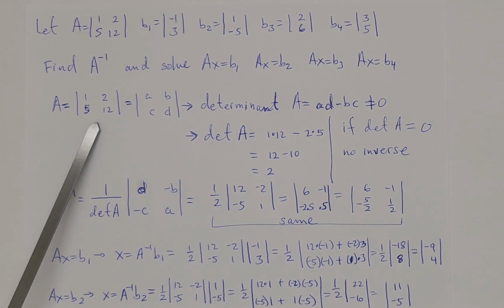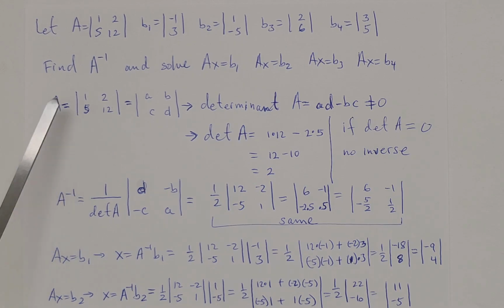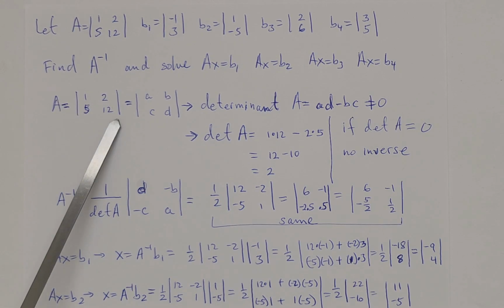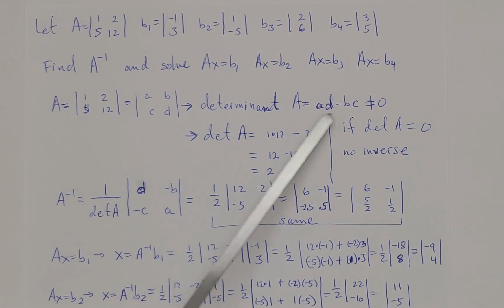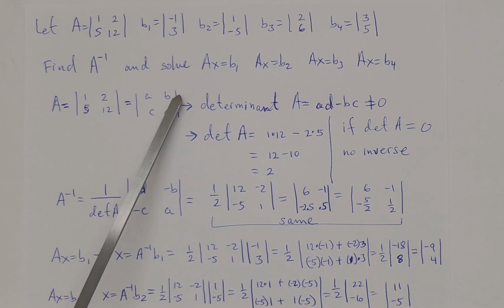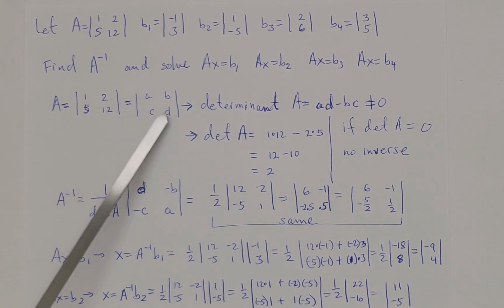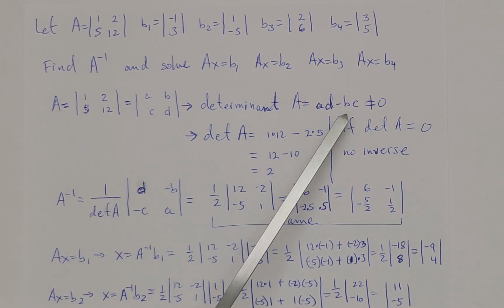And here is our matrix A. So this is our A, this is B, this is C, and this is D. One more time, A, B, C, D. The determinant of A is A times D, always minus B times C, which is here.